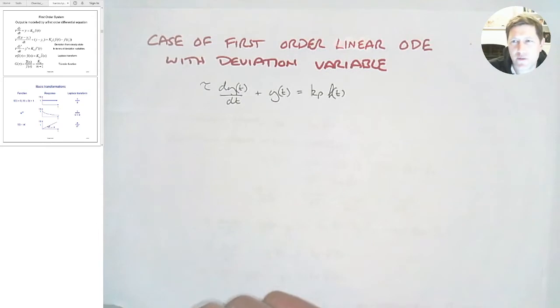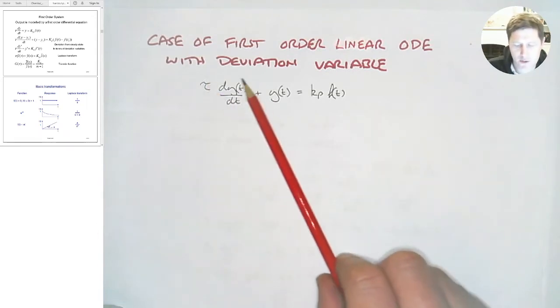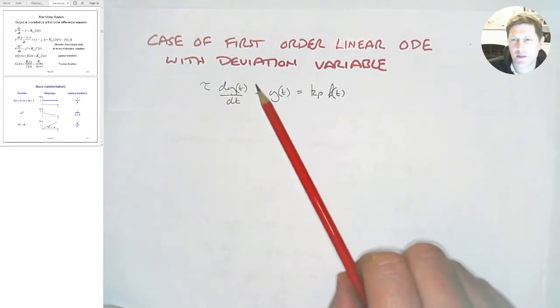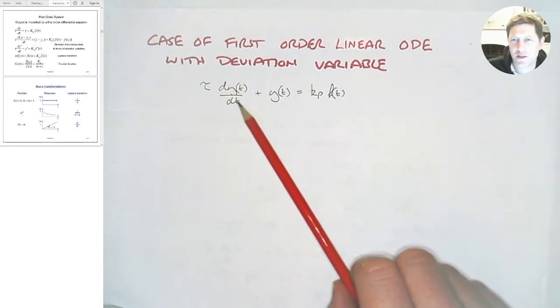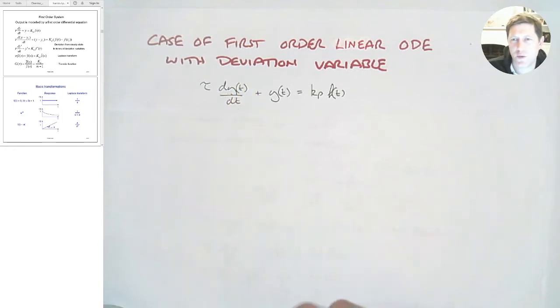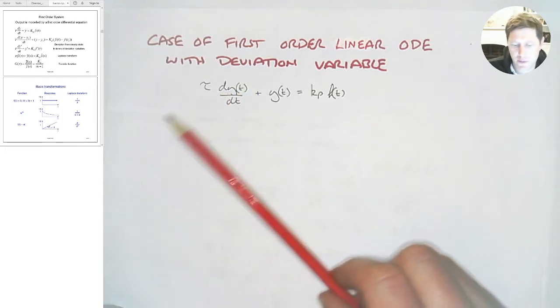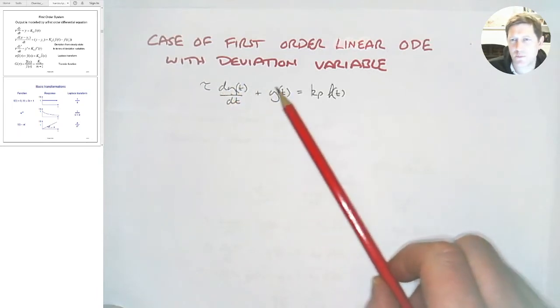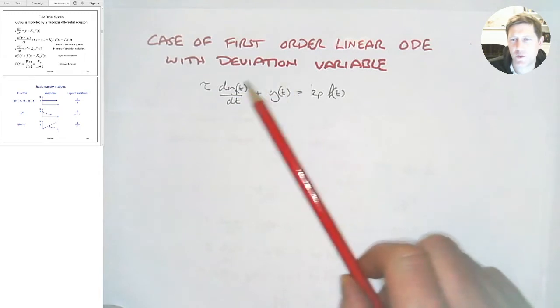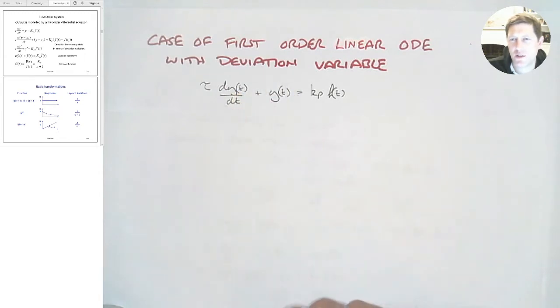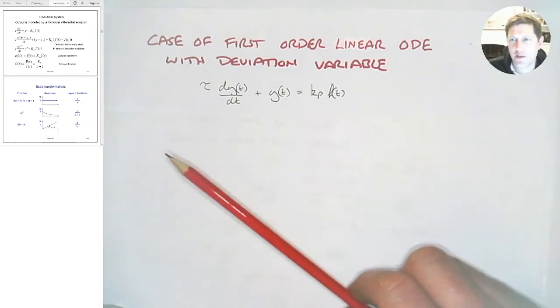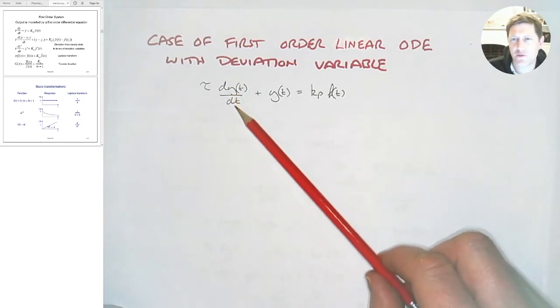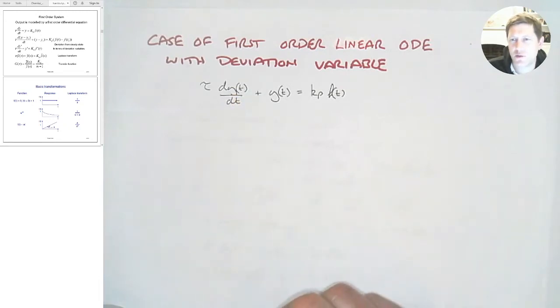So what is a first order linear ordinary differential equation? Well, first order means that this is the highest power of differential, dy by dt. Linear means that there are no terms which are raised to a power, so there's no y squared, there's no dy by dt squared, so it's linear. And it's an ordinary differential equation because it has the total derivatives, it's not a partial differential.